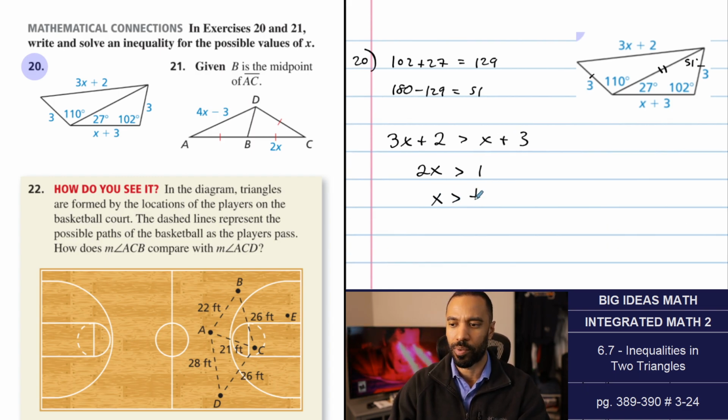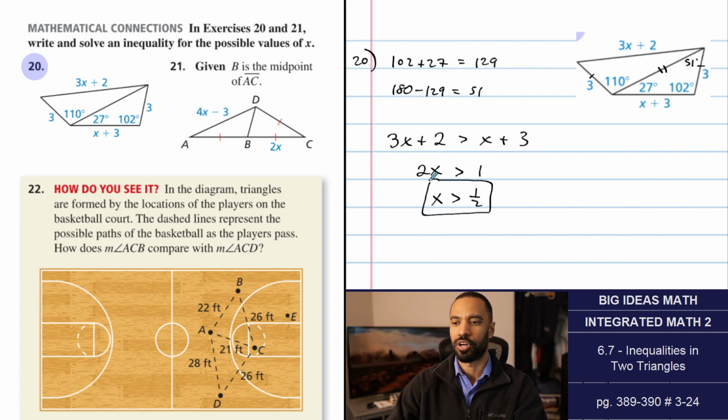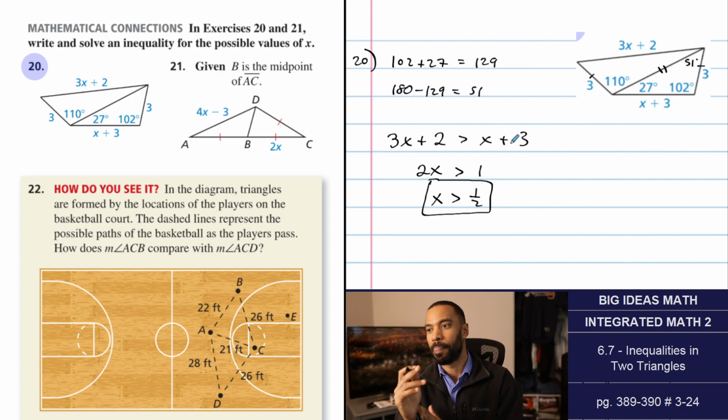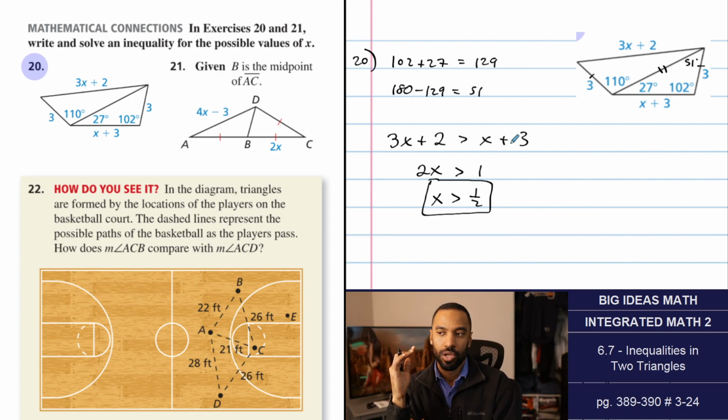You have to say x is greater than 1/2. The values of x that would make this true are x values that are greater than 1/2. 1 is greater than 1/2. 20 is greater than 1/2. Things like that. So as long as it's greater than, we're good to go on that.